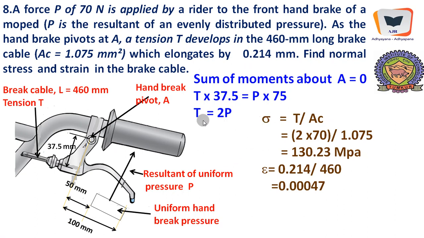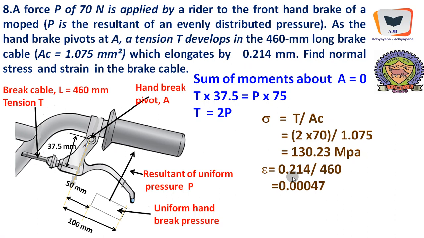Therefore, we have brought in a relationship between T, the tension force acting in the cable, and the applied pressure. Therefore, sigma equals T, that is the tension in the cable, divided by area of cross section. And the tension in the cable is 2 times the pressure, and the pressure applied is 70 Newton. Therefore this becomes 2 into 70, 140, divided by the area of cross section of the cable, which is also given. It is 1.075. Thereby we get the magnitude of the tensile stress acting in the cable to be 130.23 MPa.